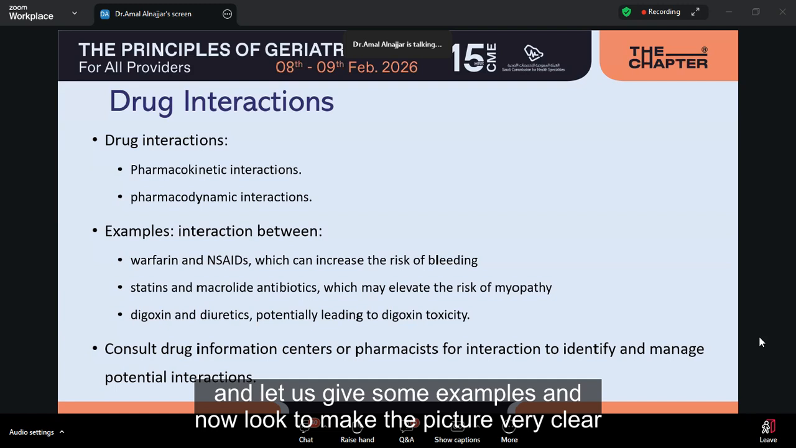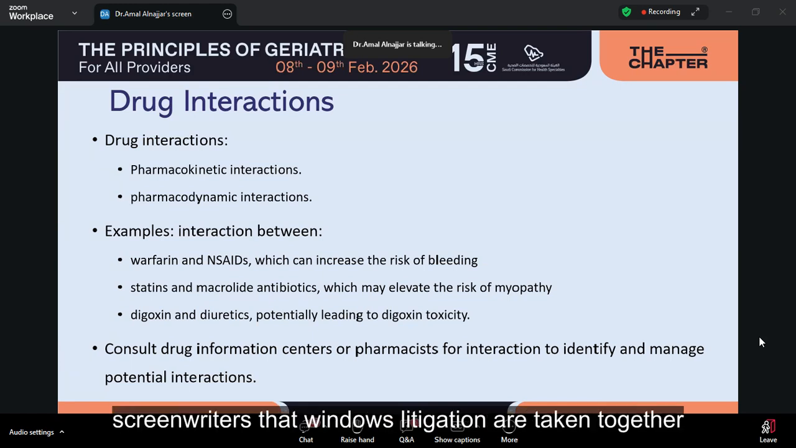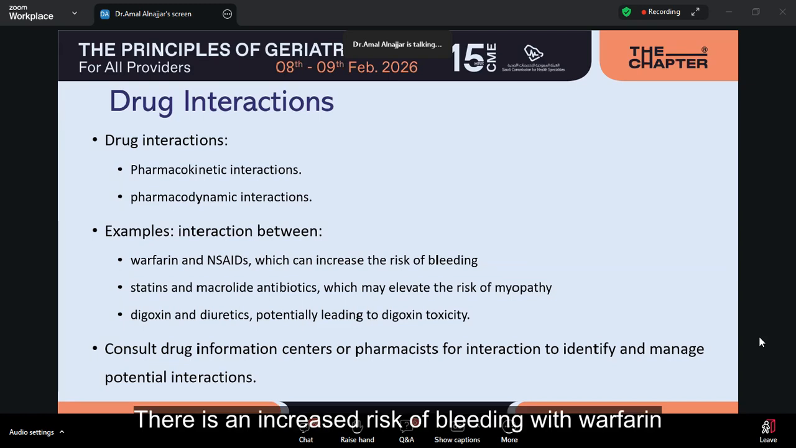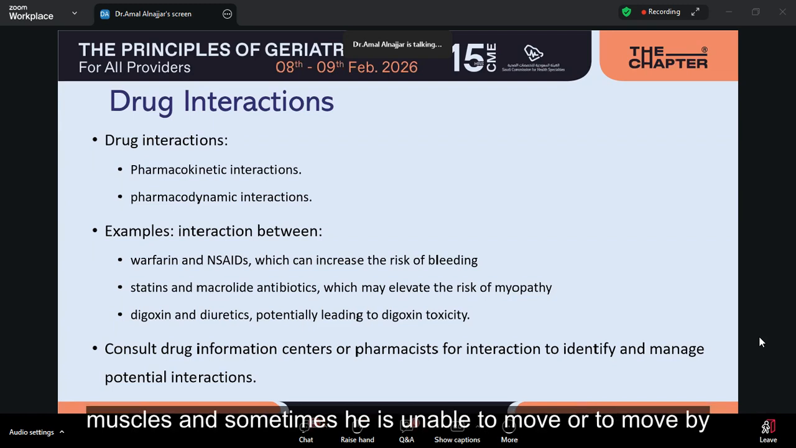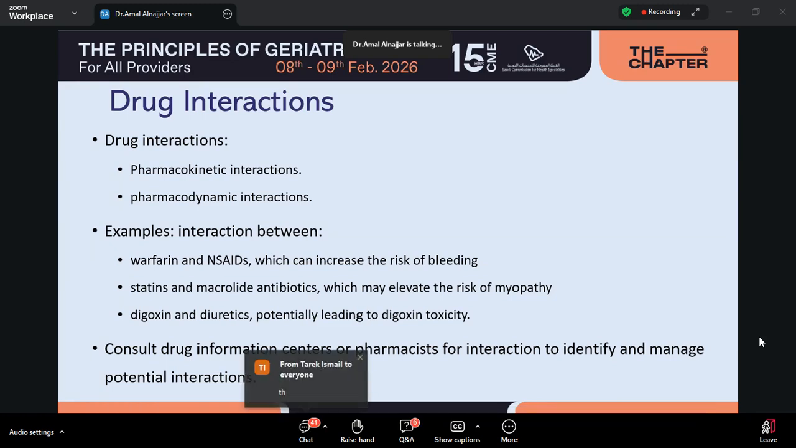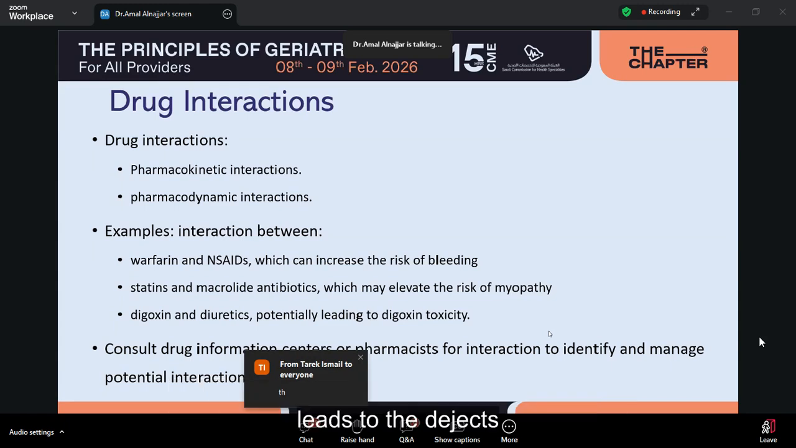Let us give some examples in order to make the picture very clear. Warfarin and non-steroidal anti-inflammatories: we know that when those medications are taken together, there is an increased risk of bleeding with warfarin. Statins and macrolide antibiotics may elevate the risk of myopathy, where the patient feels pain in the muscles and sometimes is unable to move. Digoxin and diuretics might lead to accumulation of digoxin in the body and lead to digoxin toxicity.